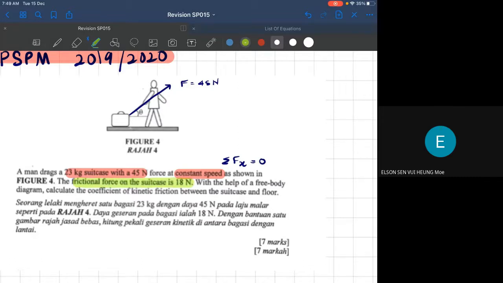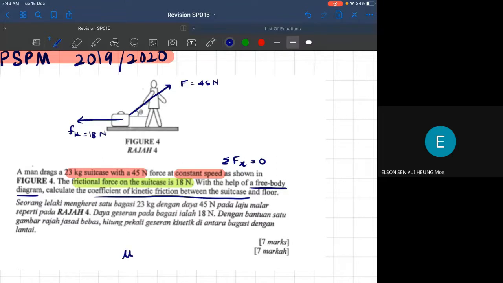Okay, so kalau kamu lukis, kalau dia tarik ke sana, maka frictional force tu akan ke sana lah kan, akan oppose the motion, iaitu Fk kat sini, di mana nilai Fk adalah 18 Newton. Okay, so with the help of a free body diagram, dia minta kamu lukis free body diagram, calculate the coefficient of kinetic friction between the suitcase and the floor. Okay, so dia nak mu dekat sini.